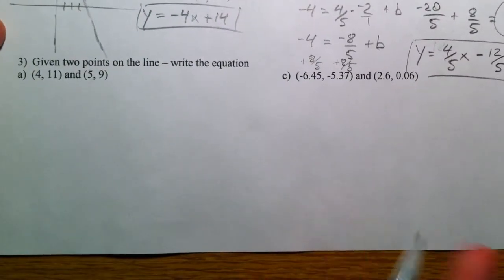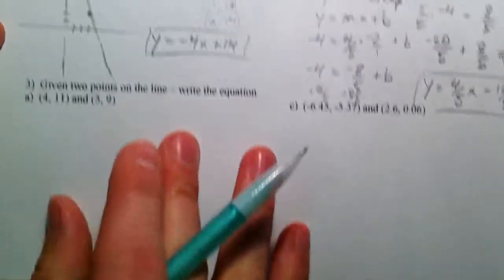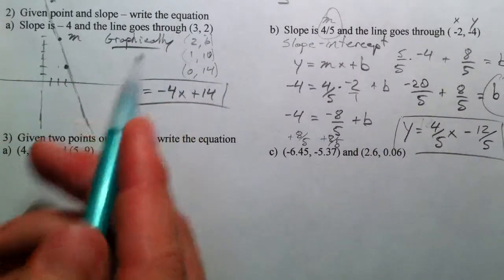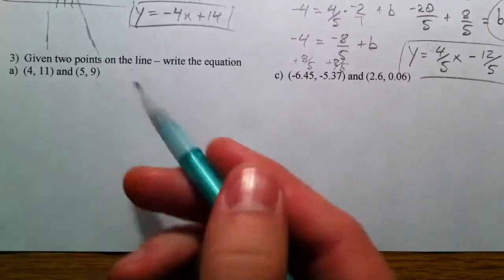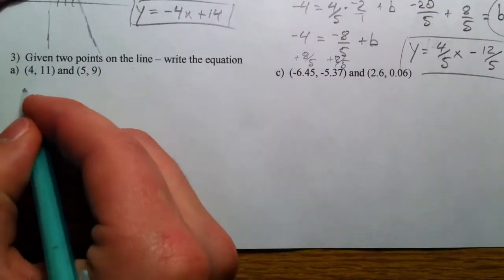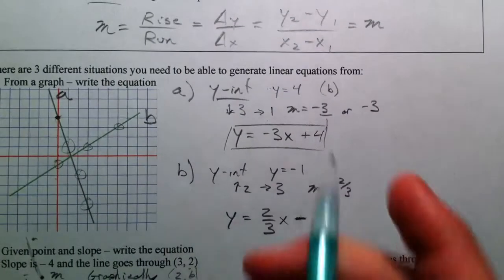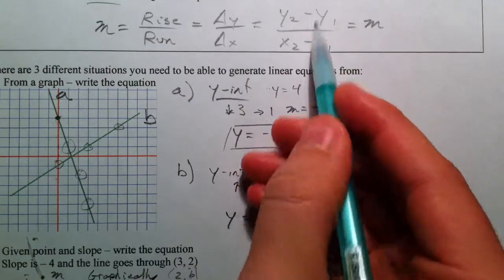The third one, given 2 points on the line. So now we have 2 points, before we already had the slope and a point. So we need to do one added step. In this one, we have to find the slope. So remember, find the difference between the y's, difference between the x's.